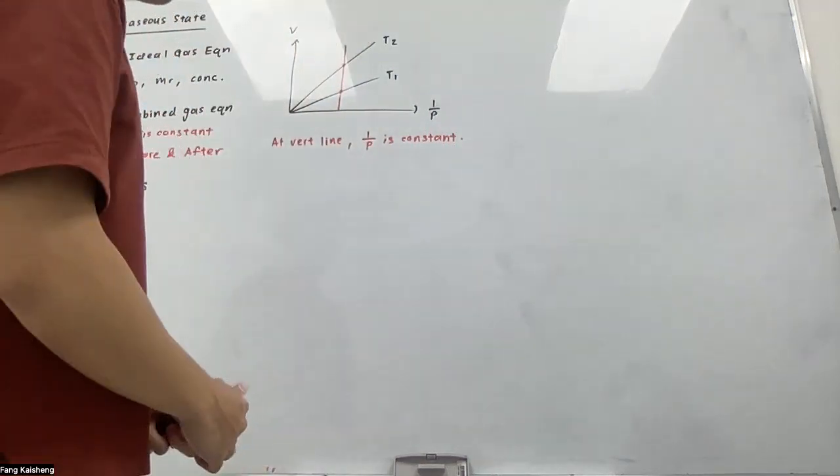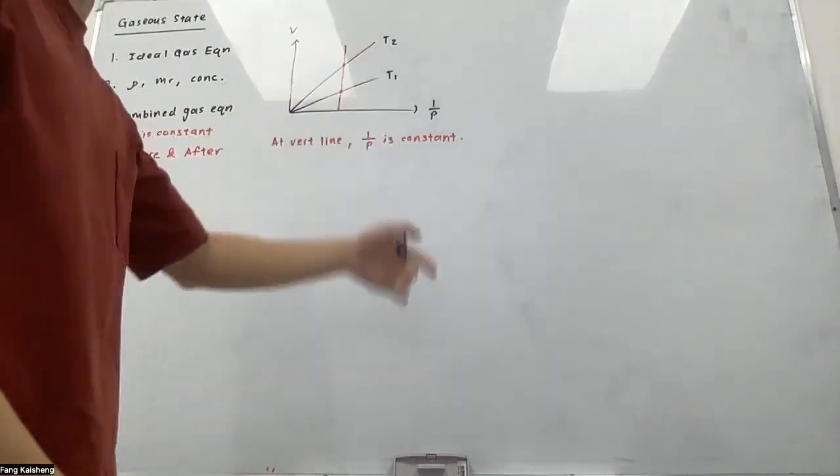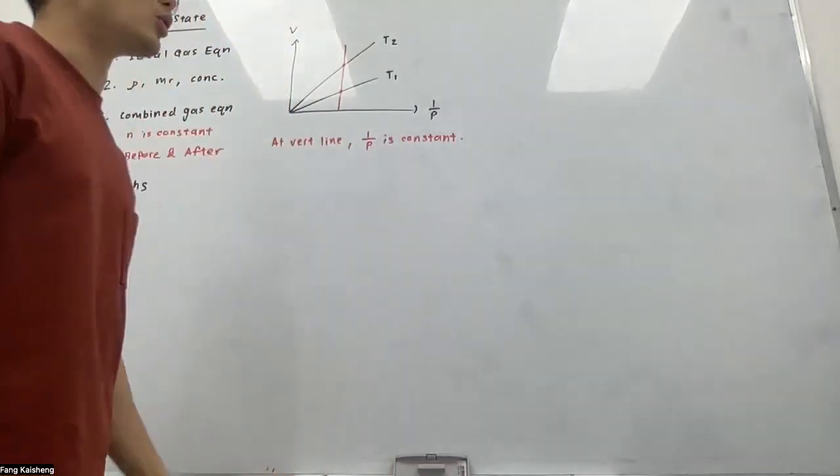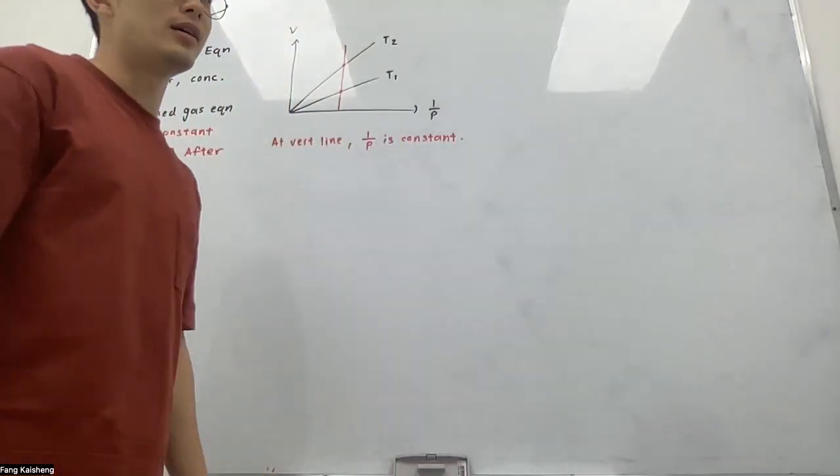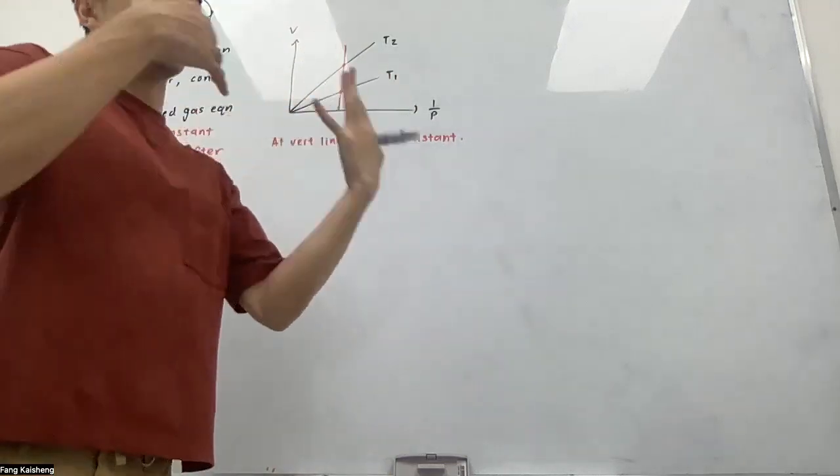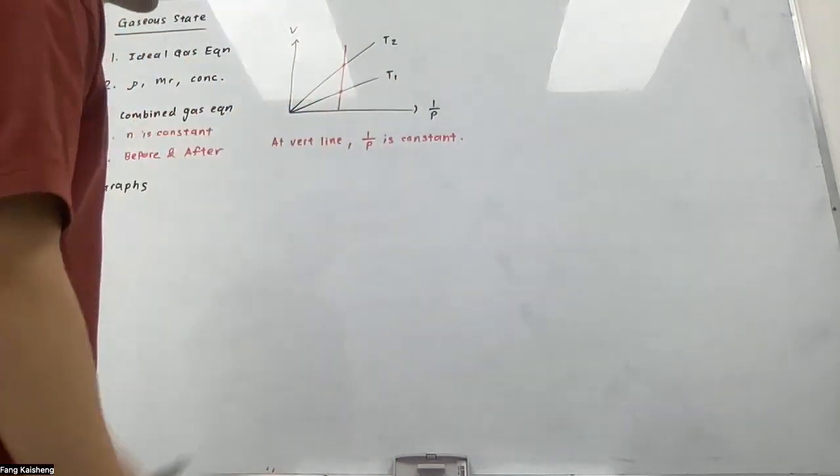I solved the problem. Guys, if you don't want to draw a vertical line, I want to draw a horizontal line. Can or not? Can also, but what am I making constant now? V instead. I prefer vertical. I don't know, it's just I prefer this orientation. You want to draw horizontal, go ahead.